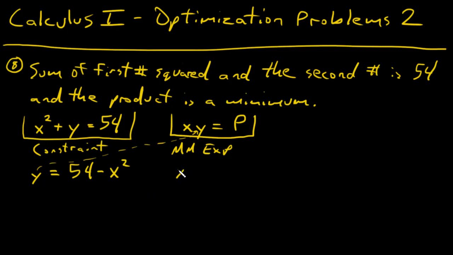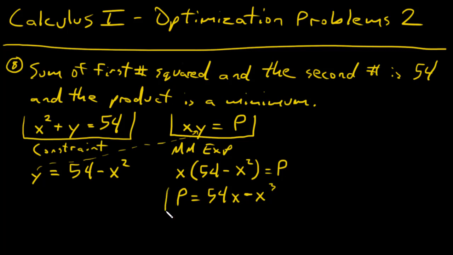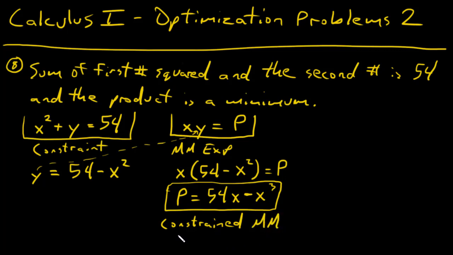So I'm going to get x times, now y is 54 minus x squared equals p. And I'm going to go ahead and multiply this through and kind of put p on the other side. So p is equal to 54x minus x cubed. Okay? So I have my expression. That is, now this is the constrained expression. And so I am good to go now.